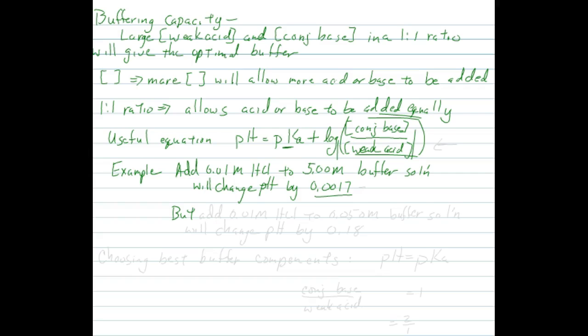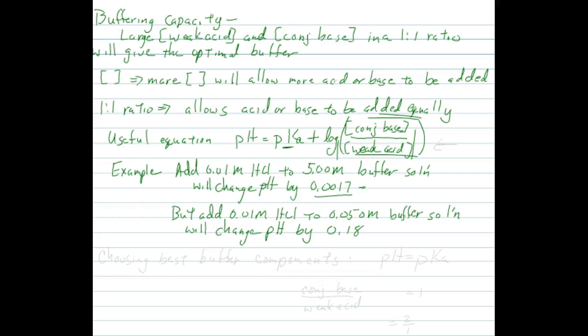But if you add the same concentration of acid, HCl, or strong base, to 0.05 molar buffered solution, notice this is much weaker and above, it will change the pH by 0.18. Well, that's not very much still. However, it is much more than that.